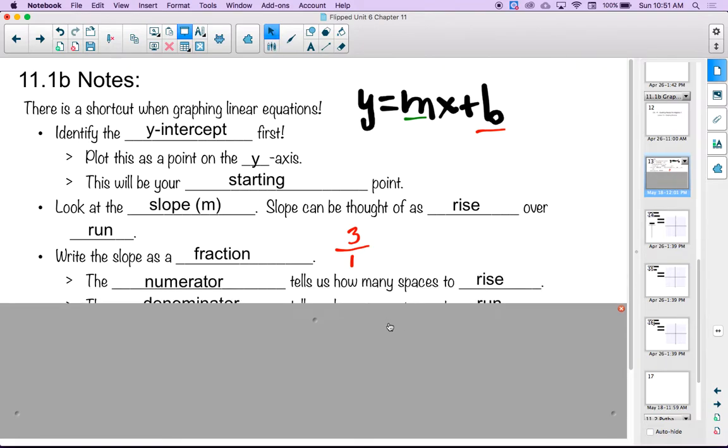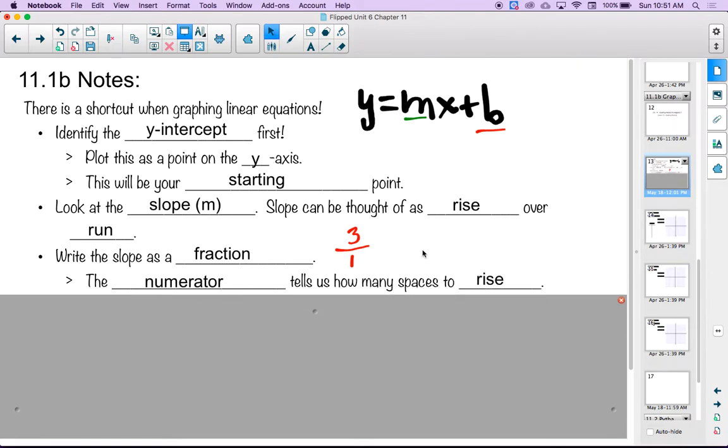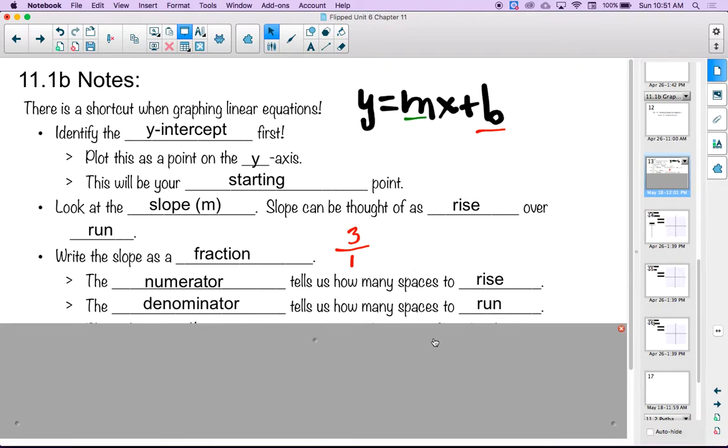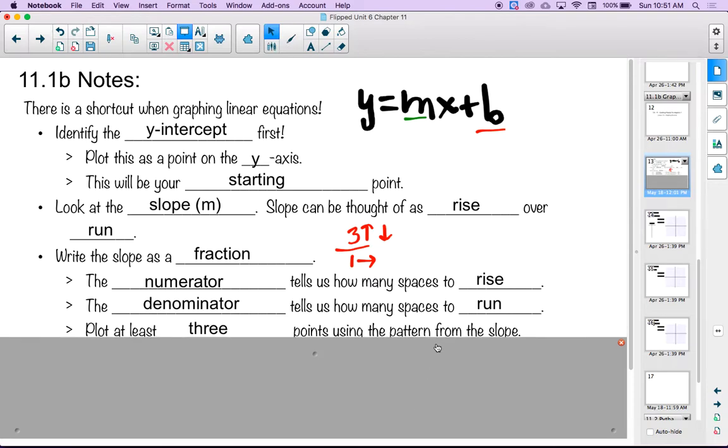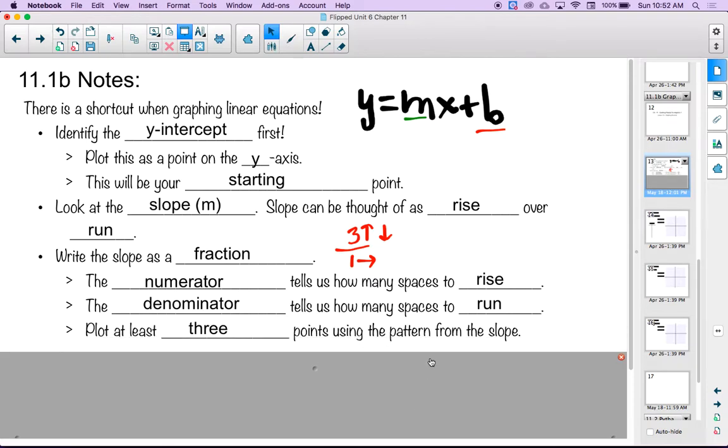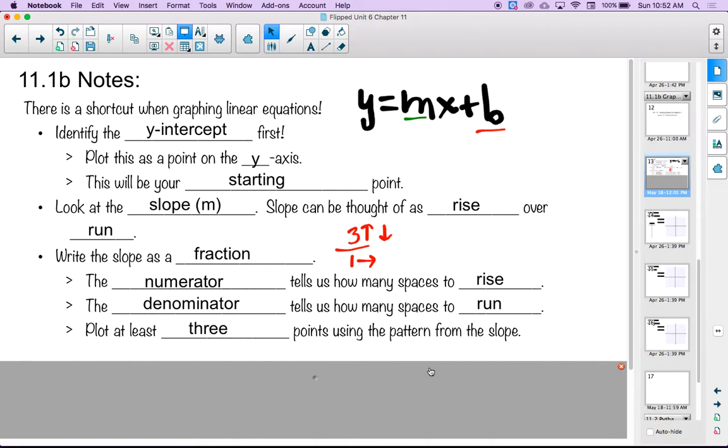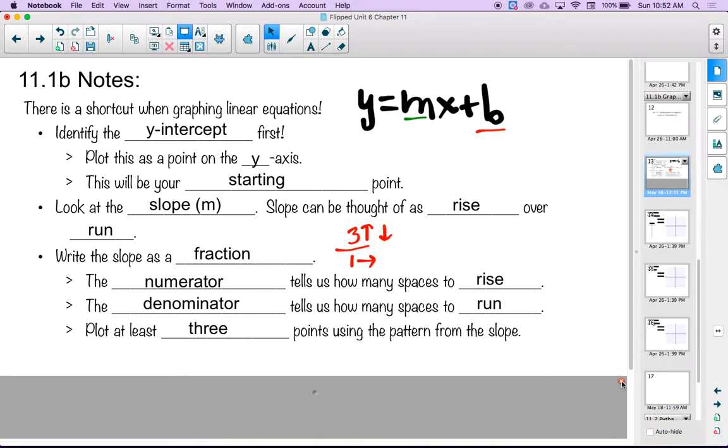Okay? The numerator tells us how many spaces to rise, so that's an up or down motion. And the denominator tells us how many spaces to run. And running is always to the right. The numerator rising could go up if it's positive or down if it's negative, but we're always moving to the right. We're always running to the right. This will make a lot more sense when you see it happening. We want to plot at least 3 points using the pattern from our slope, and then we'll connect them, and then we have our line.